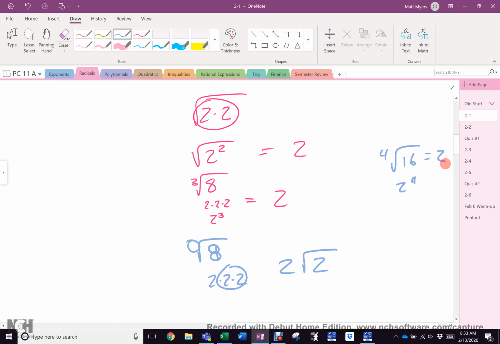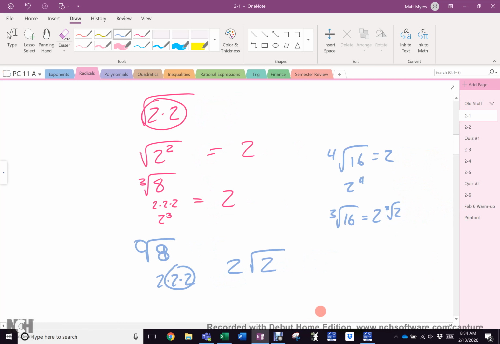So just to make sure, the 4th root of 16, 2 to the 4th, equals 2. The cube root of 16, 2 to the 4th, would equal 2 cube root 2. Right? Because I brought out 3 of those 4 2's, and I left a 2 there. Good? And then the square root of 16, it's 2 to the 4th, so I can take out 2 groups of 2. 2 times 2 is 4, which is why the square root of 16 is 4. Cool? Okay.